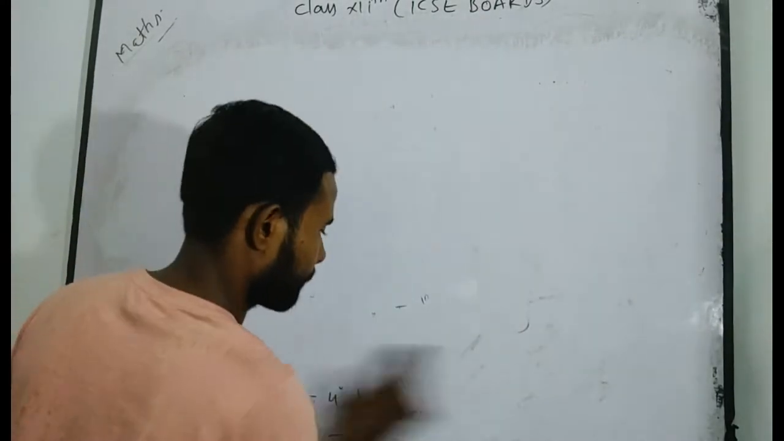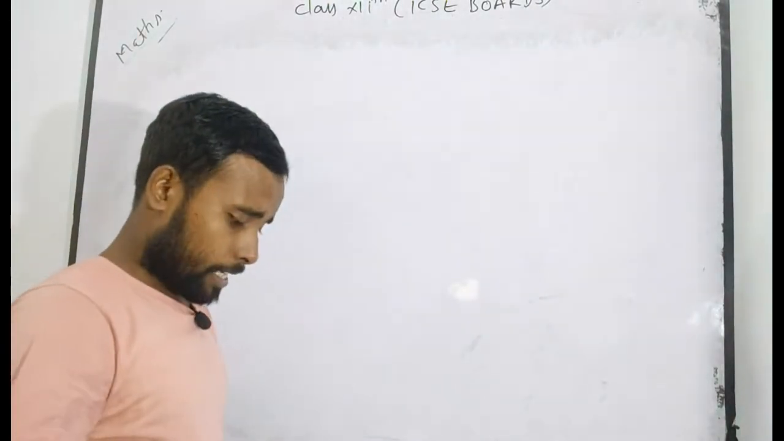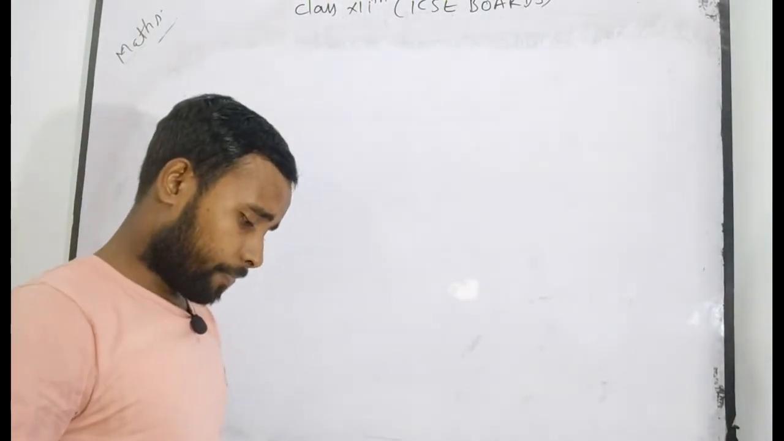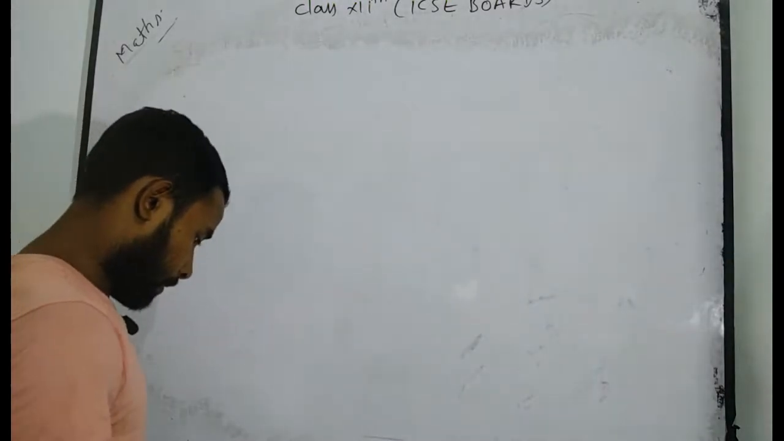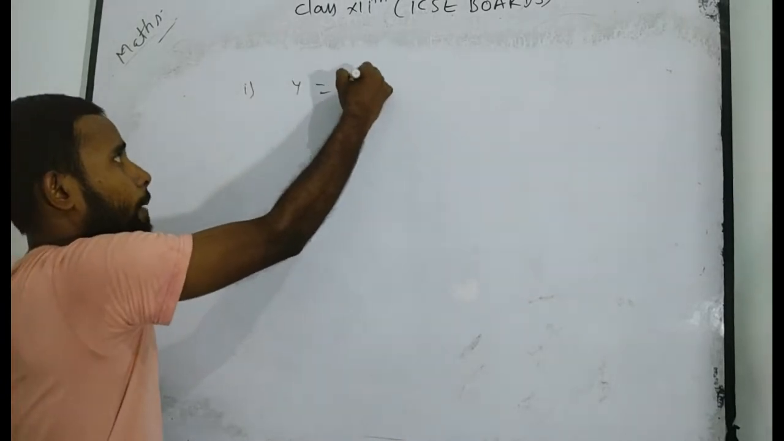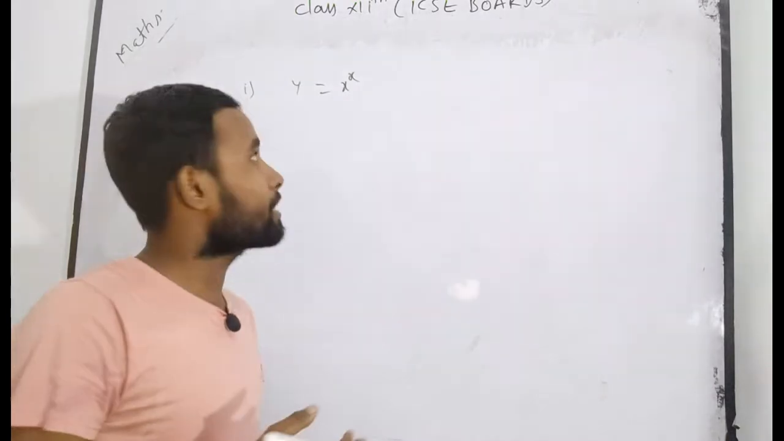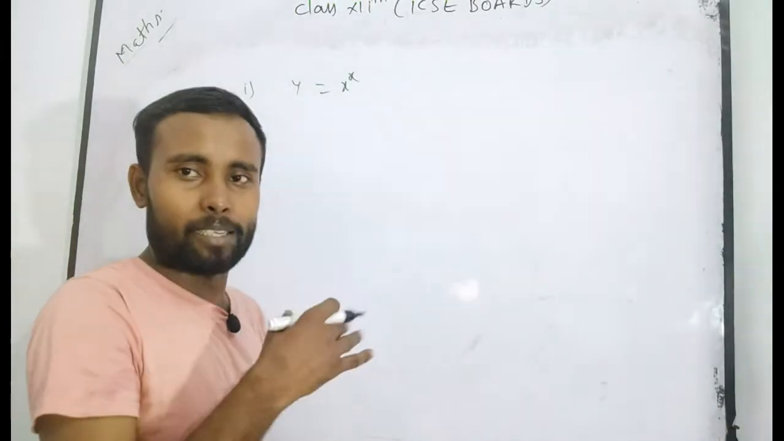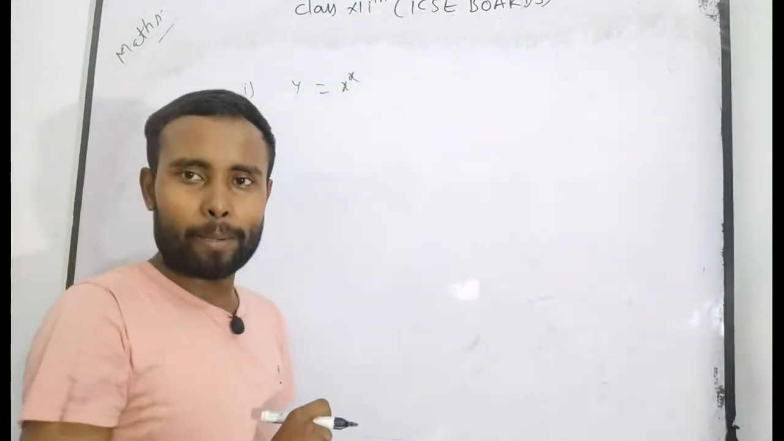See here. Now see here. The first problem will be y is equal to x to the power x. Now you can ask me, sir, how can this be solved in a tricky way, that means in a short time? As you know, this is variable to the power variable.